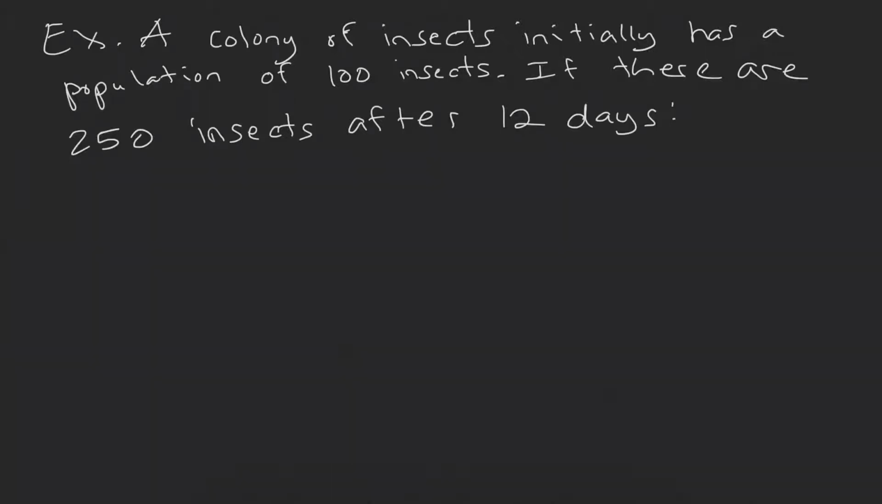All right, in this example, we have a colony of insects that initially has a population of 100 insects, and there are 250 insects after 12 days, and let's go ahead and answer some questions. So just to point out here, initially we have 100 insects, and then after 12 days, we have 250 insects.